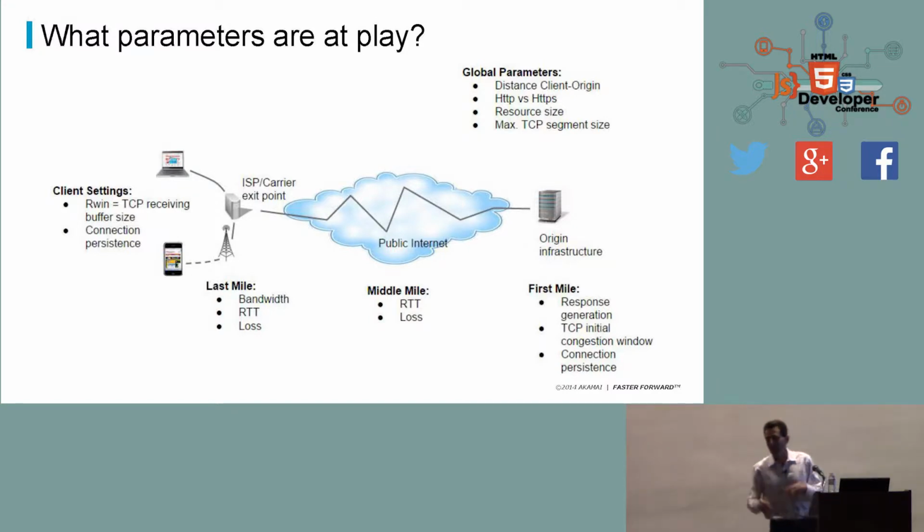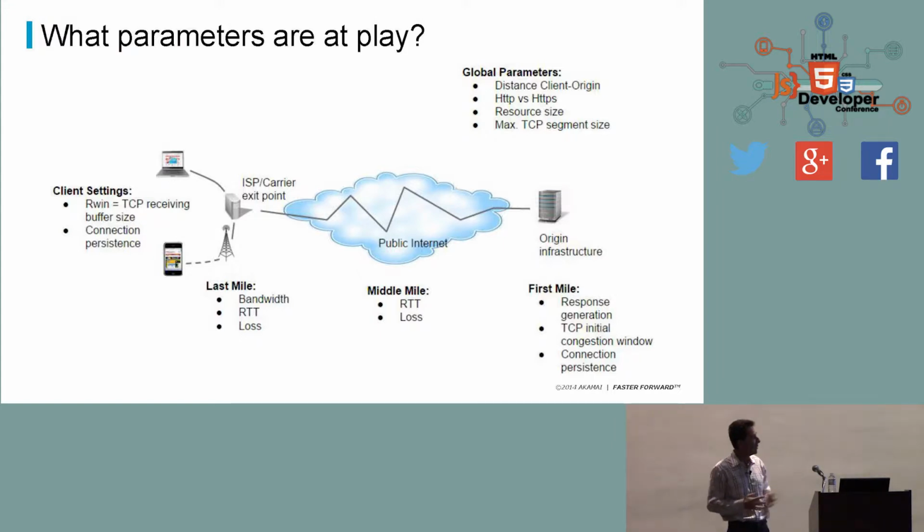And the answer, of course, is: it depends. And why does it depend? Because there are a lot of parameters that come into play when trying to predict how long a resource is going to take to flow from the origin infrastructure all the way to the client. Here I name them, and it's fairly comprehensive. It might not be the whole thing. I disregard the DNS lookup, for instance.